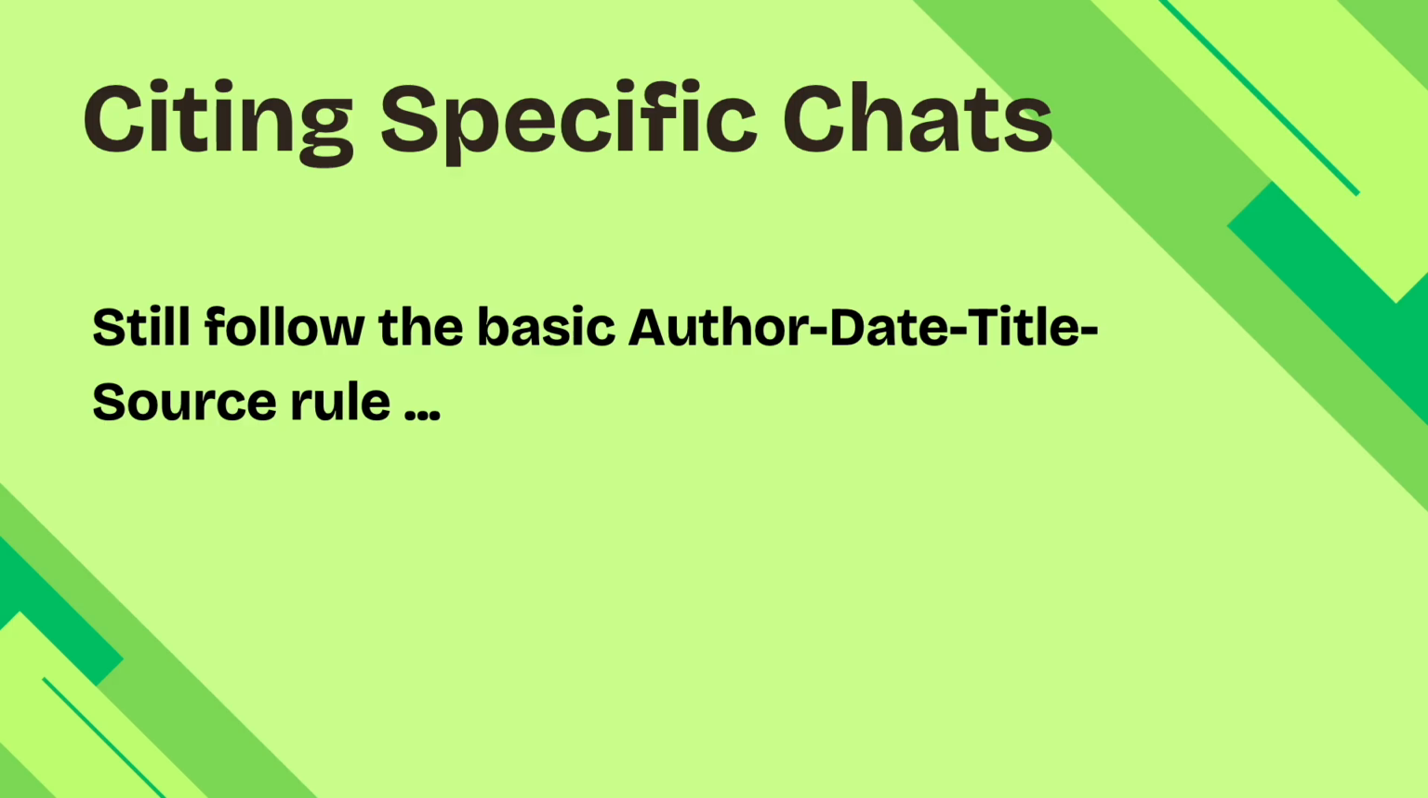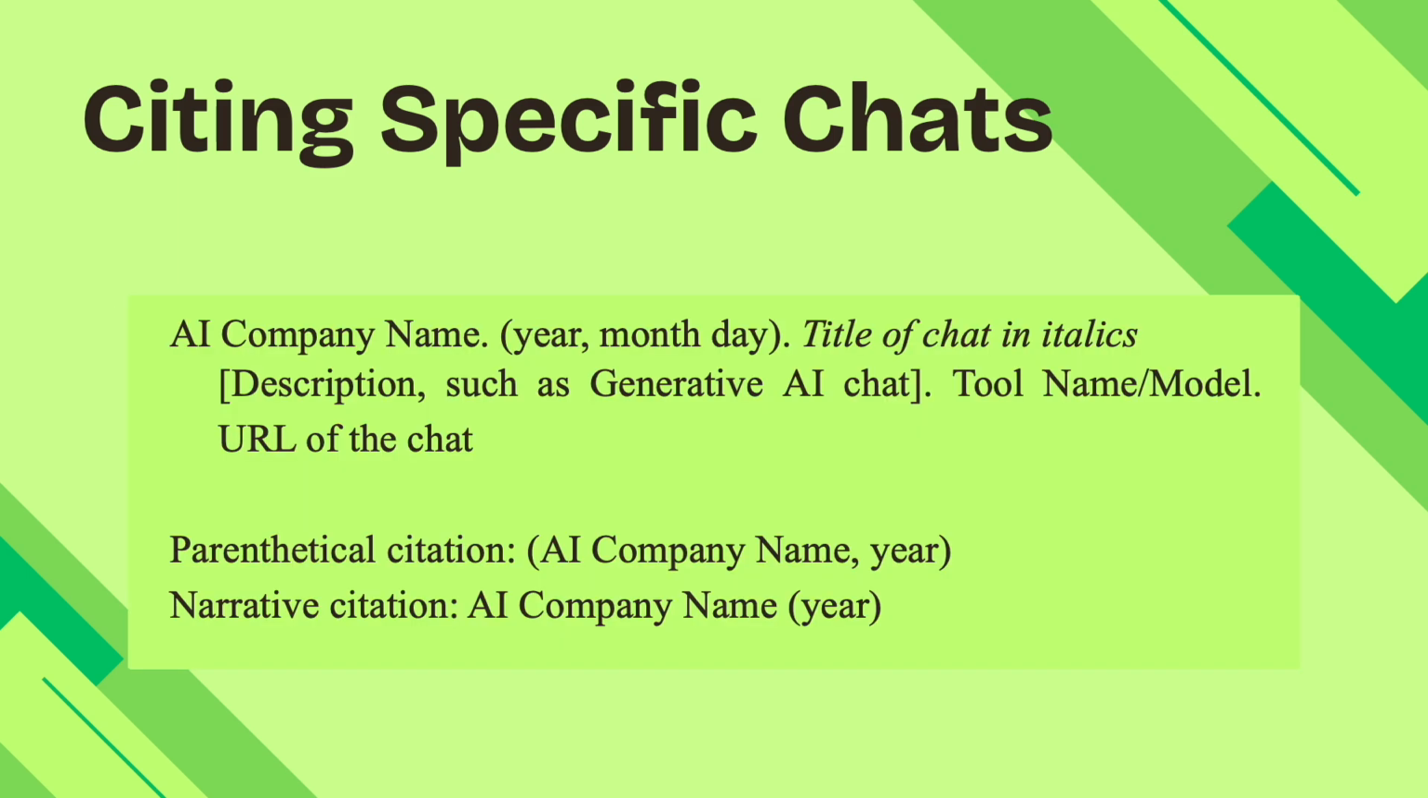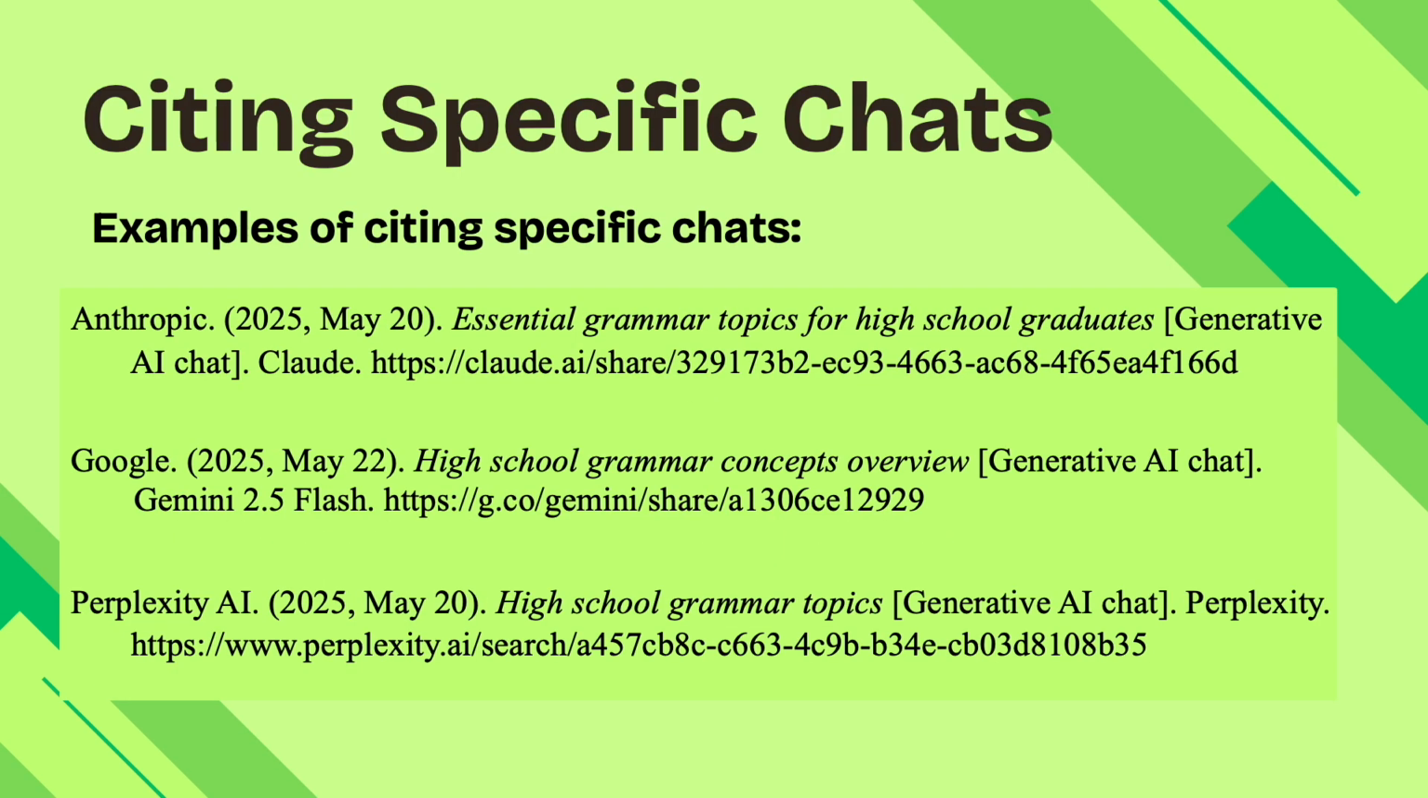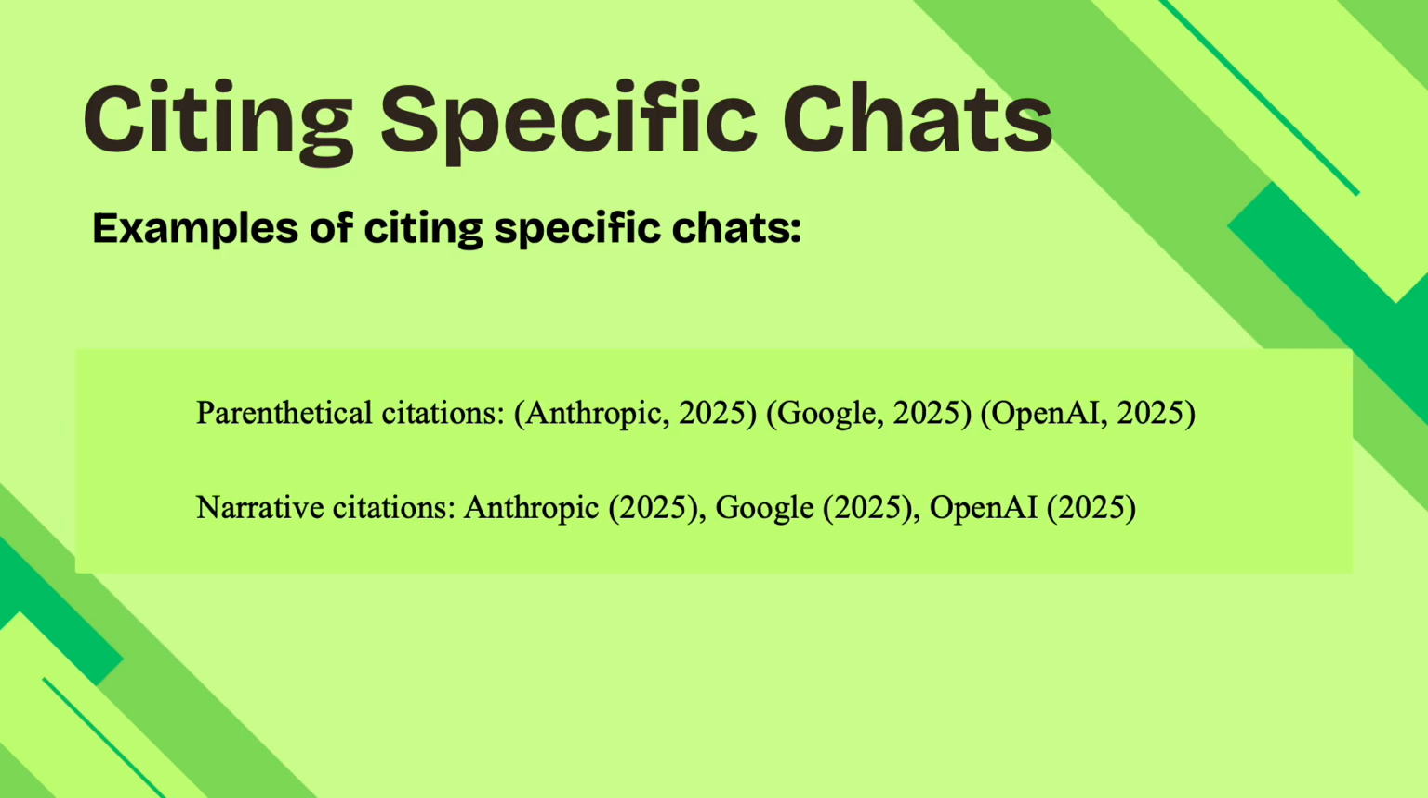Sometimes your instructor may want you to cite specific chats you have had with generative AI, and it looks very similar to citing AI tools generally with just a few changes. We will cover that next. The author in this context is still the company responsible for developing the AI tool you are using. Here are some examples of specific chats being cited in APA, as well as what the in-text citations would look like.